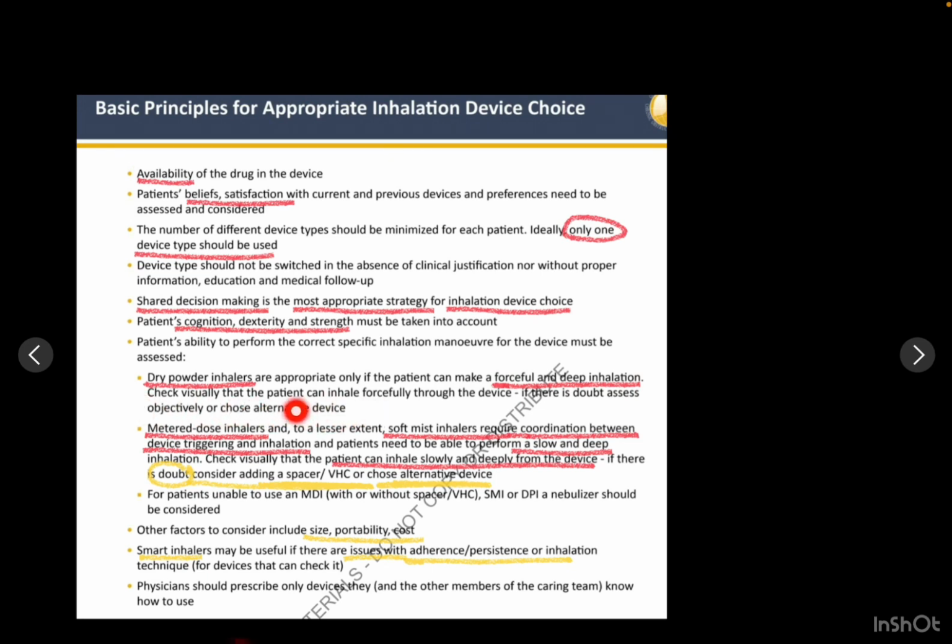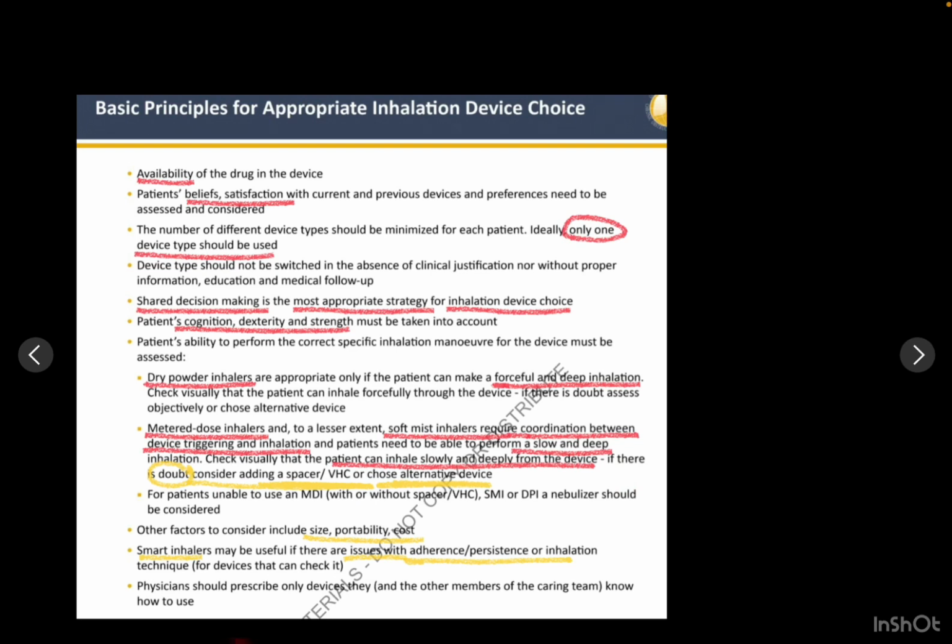Then they are telling to check visually that the patient can inhale forcefully through the device. If there is doubt, assess objectively or choose an alternative device. Then another device is the metered dose inhaler, MDI. To a lesser extent, the soft mist inhaler as well. They are telling that MDI requires coordination between device triggering and inhalation, and the patient needs to be able to perform a slow and deep inhalation. So check visually that the patient can inhale slowly and deeply from the device. If there is doubt, consider adding a spacer.